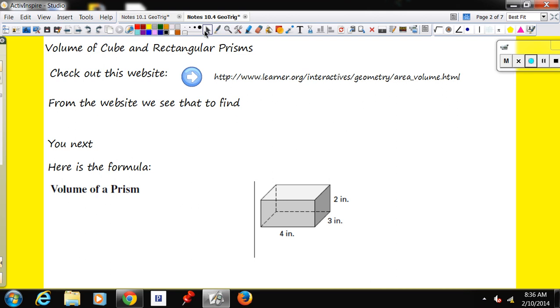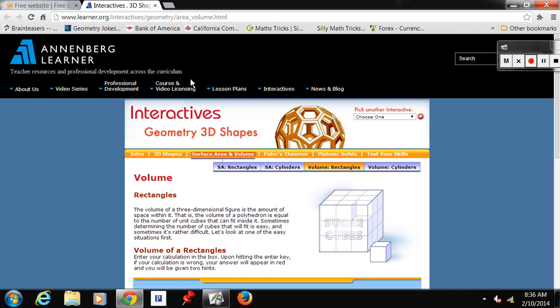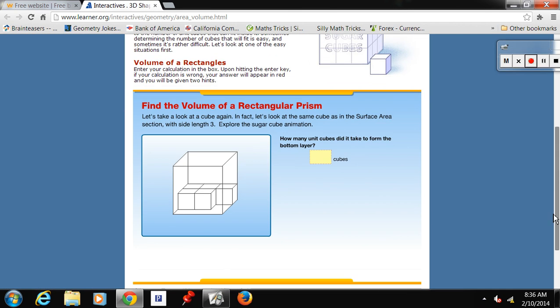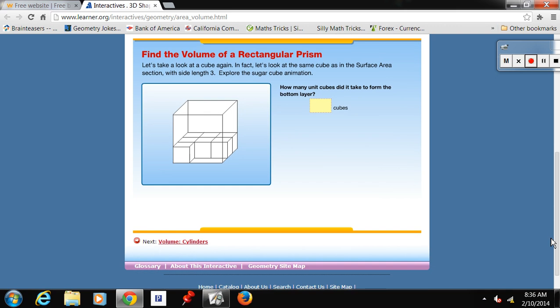I want you to check out this website so you can look at it. I put the address on your paper if you want to check it out later, because there's other stuff on here. But take a look at this, and it kind of gives you a model of how to find the volume. So it gives you the cube right here. So it's dropping it down, and that's 1 row. That's 1 level. That's the area of the base. In the base, there are 9 cubes. So it says how many unit cubes did it take to form the bottom layer. So that one was 9.